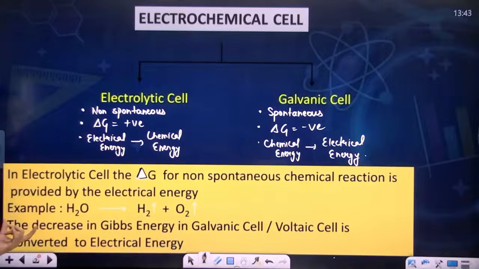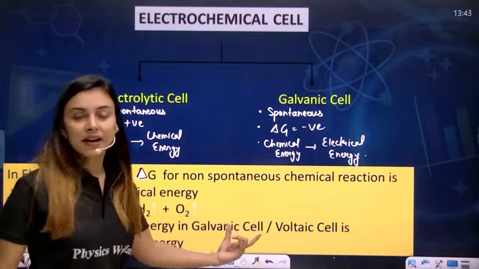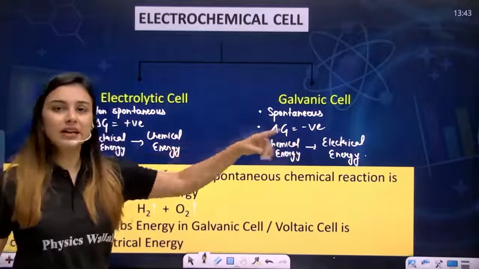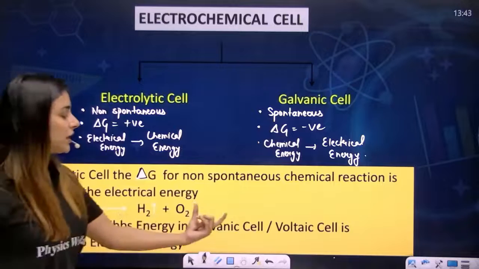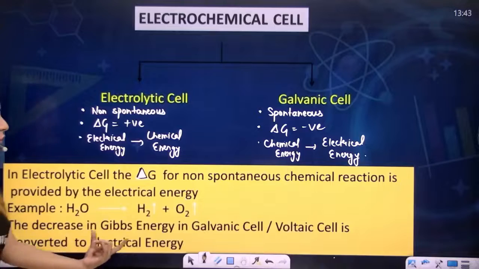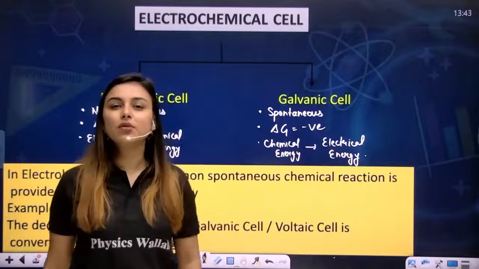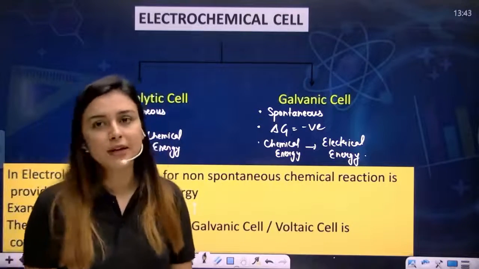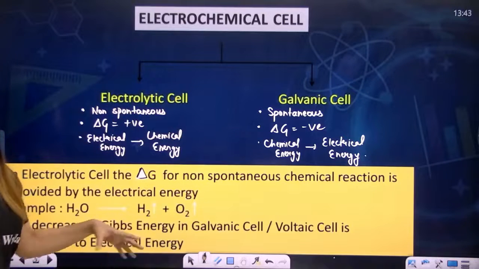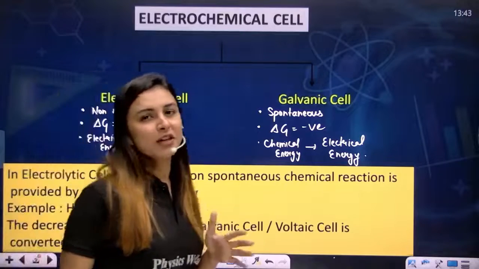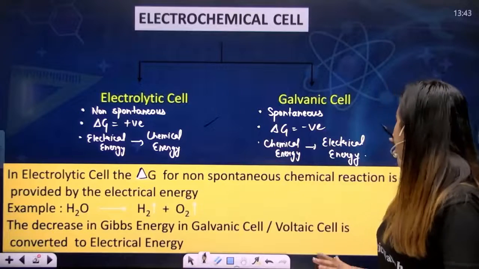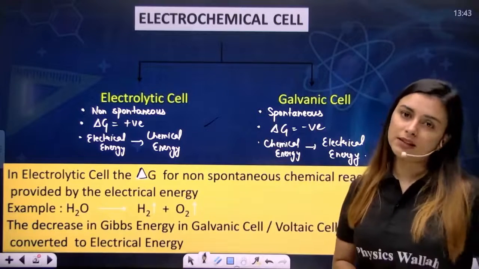Let's talk about the other point. The decrease in Gibbs energy in galvanic cell, the Gibbs energy is decreasing, negative value. The decrease in Gibbs energy in galvanic cell, also known as voltaic cell, my dear students, is converted to electrical energy. See, chemical energy is getting converted into electrical energy, right? So whatever we have studied, it has just told you this in a very tricky way, so if you are not getting it, no issues, as long as you understand these two parts. Please write it.